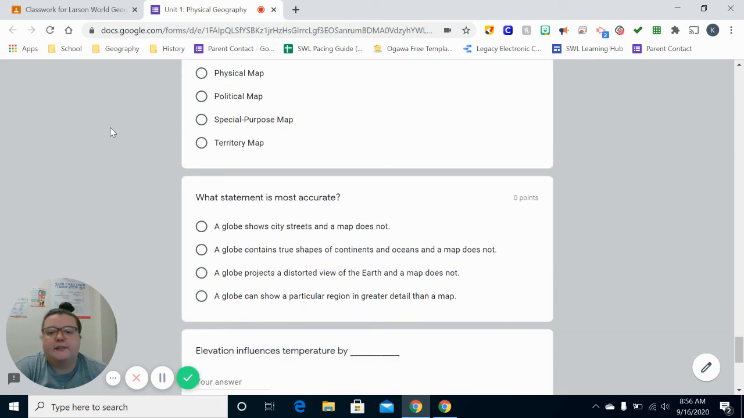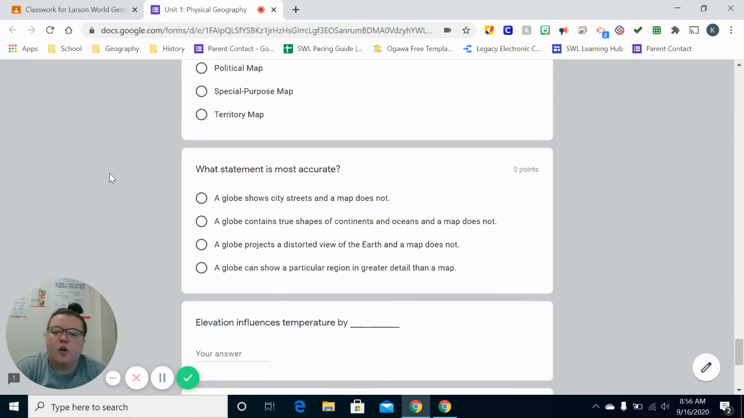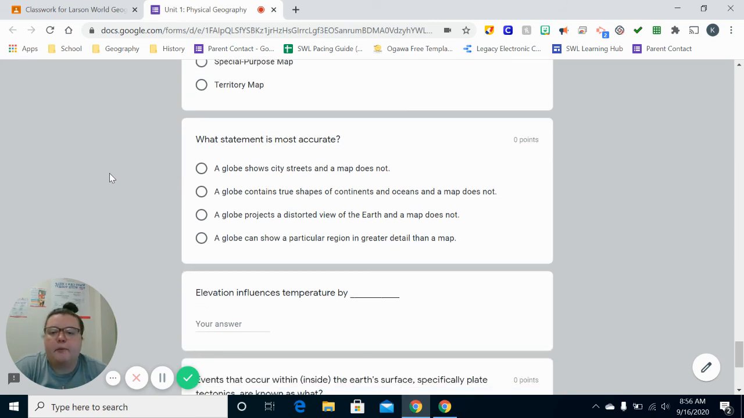18. Which statement is most accurate? A, a globe shows city streets and a map does not. B, a globe contains true shapes of continents and oceans and a map does not. C, a globe projects a distorted view of the Earth and a map does not. Or D, a globe can show a particular region in greater detail than a map.